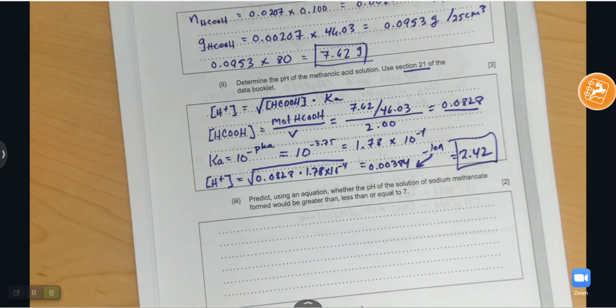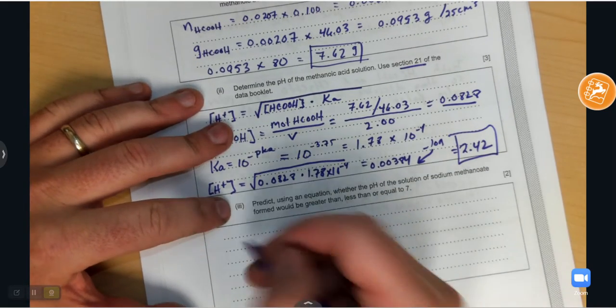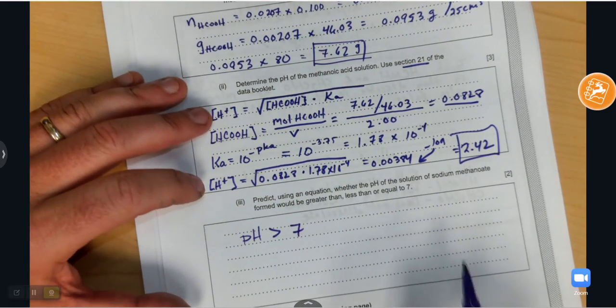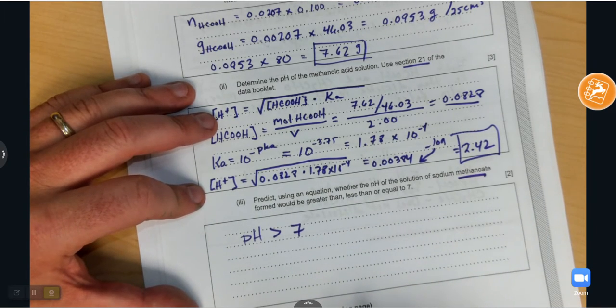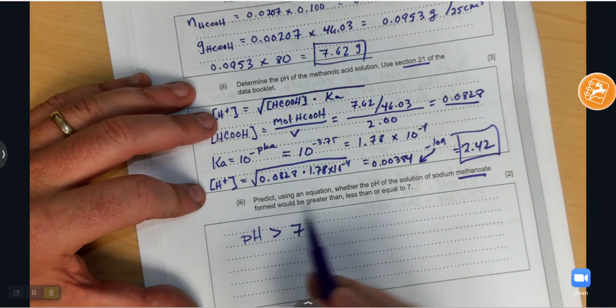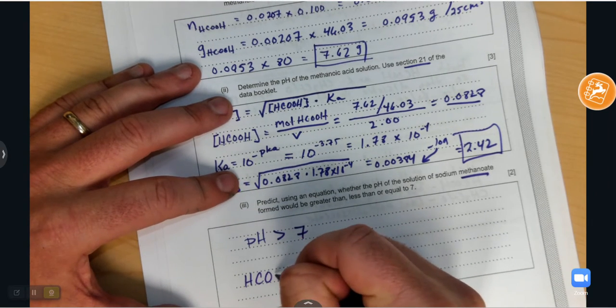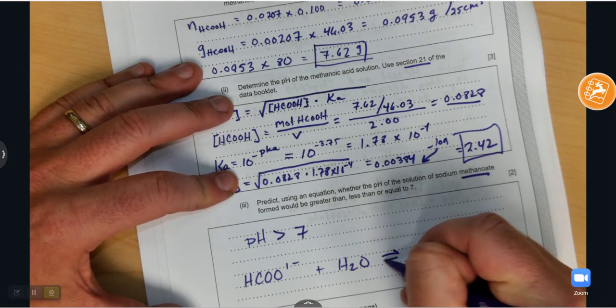And then part III says, predict using an equation whether the pH of this sodium methanoate solution would be greater than, less than, or equal to 7. So the sodium comes from a strong base. The methanoate ion comes from a weak acid. That means the pH will be greater than 7, because the conjugate of a weak acid, which the methanoate ion is, acts basic. So to show the equation, we just want to show that methanoate ion reacting with water to produce a basic solution.